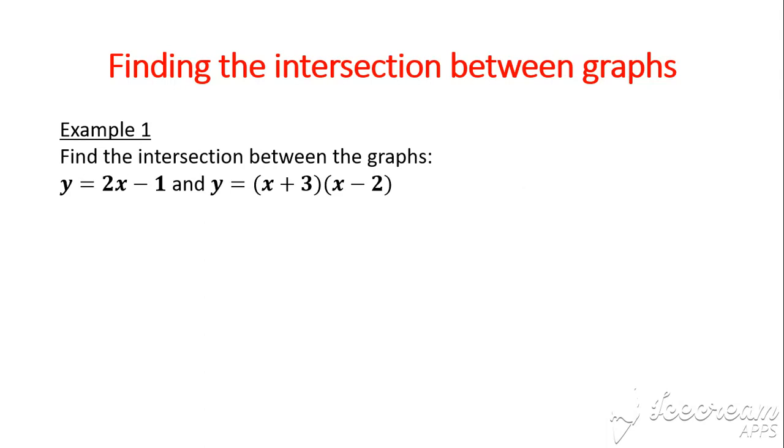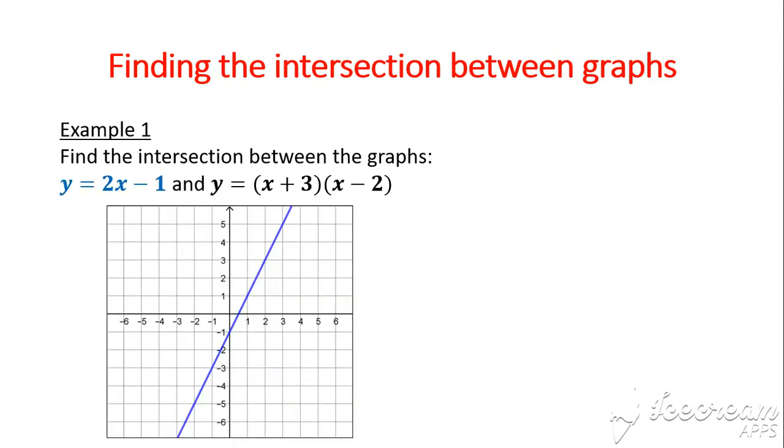y is equal to 2x subtract 1 and y is equal to (x + 3)(x - 2). Well, the first graph is just a straight line graph with a gradient of 2 and a y-intercept of -1. The second graph is a parabola that has roots at -3 and +2. And these two graphs intersect at 2 intersection points, and we're going to determine where the intersection points are.